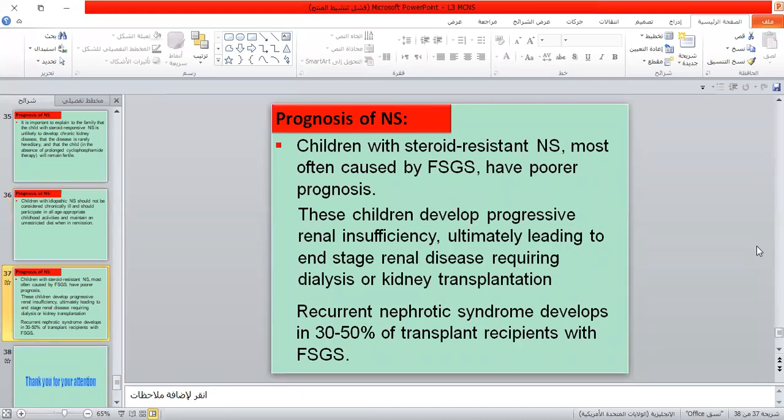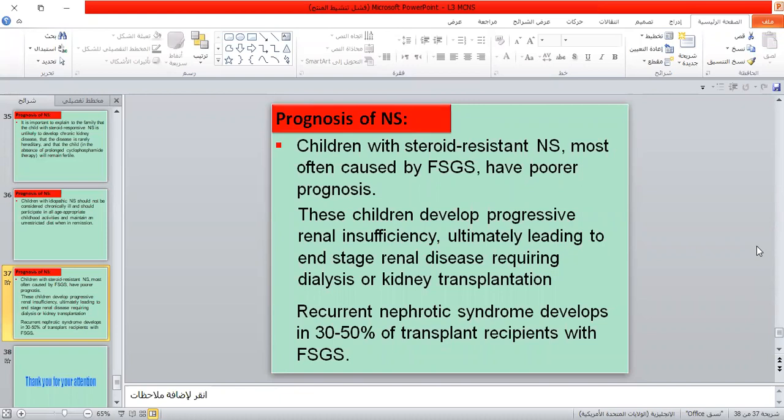The patient with steroid resistance most often caused by focal segmental مثل ما قلنا glomerulosclerosis عنده poor prognosis. Those children develop progressive renal insufficiency, ultimately leading to the end-stage renal disease requiring dialysis or kidney transplantation. Recurrent nephrotic syndrome develop in 30 to 50% of transplanted recipients with focal segmental glomerulosclerosis. إذا قلنا البيشنت اللي عندهم steroid resistance اللي هو mostly due to the focal segmental glomerulosclerosis عندهم very poor prognosis ومعظمهم راح ينتهون end-stage renal disease يحتاج kidney transplant.